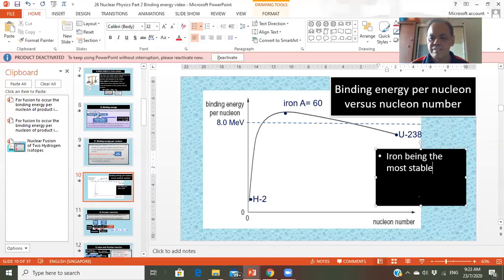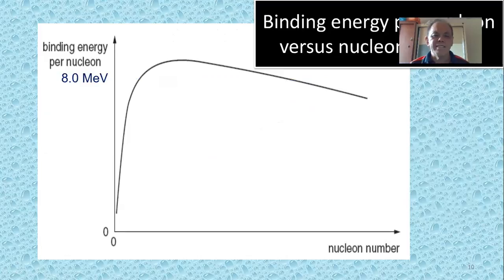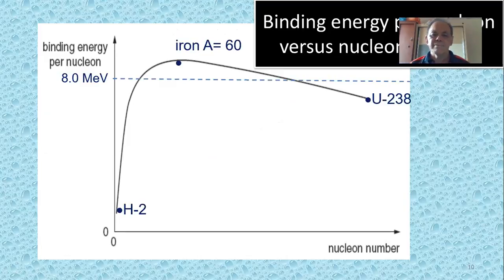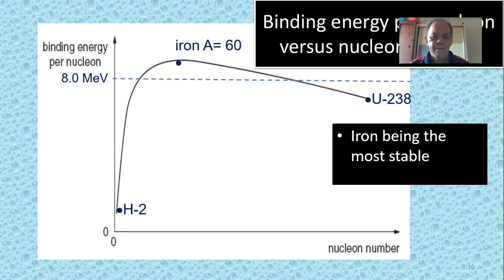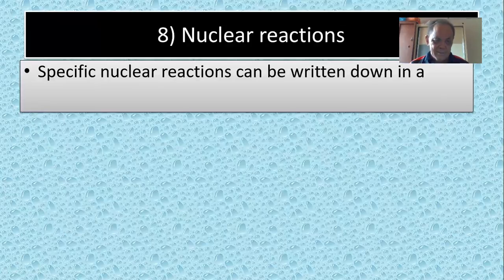Yeah, iron is most stable because it has the most binding energy per nucleon. Nuclear reaction. Right? We can write it like a chemical reaction.